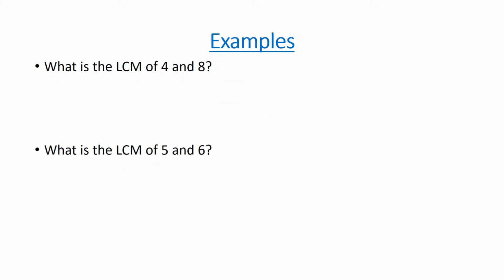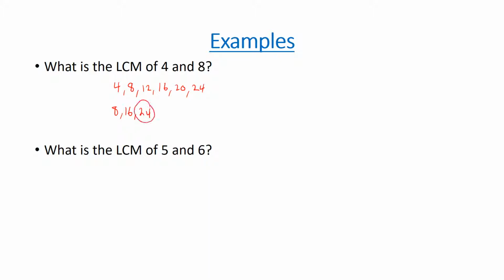So we're going to have a look at a few examples of finding the lowest common multiple. My first example is going to be of 4 and 8, so I'm going to write out the 4 times tables. And I might stop at 24. I'm then going to write out my 8 times tables.